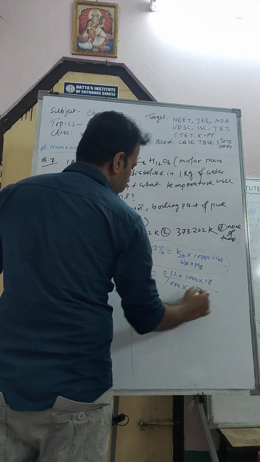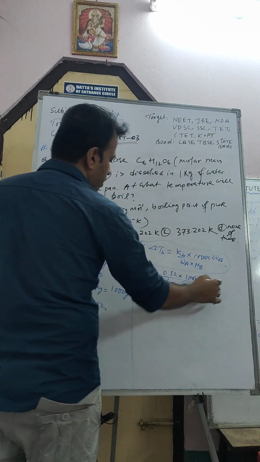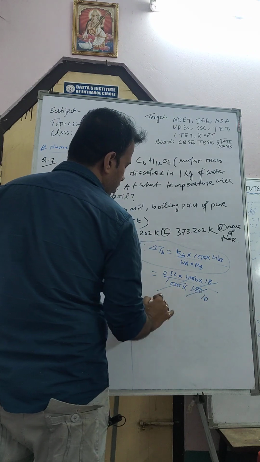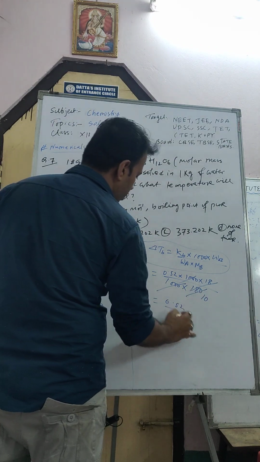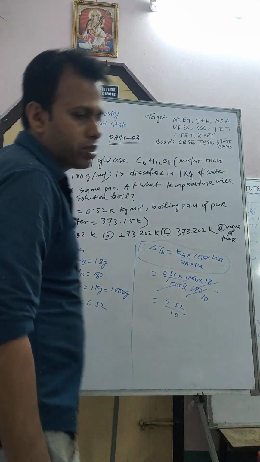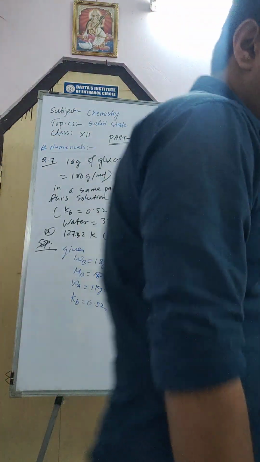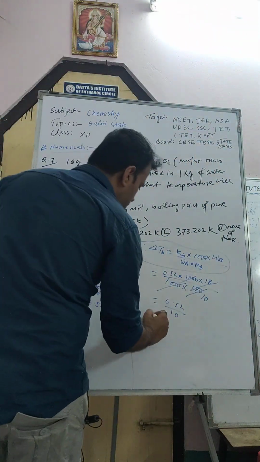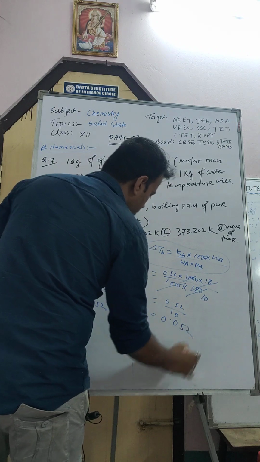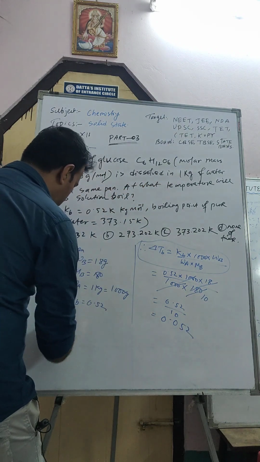If this one is cancelled, and if we cut this one, it will be 10. So 0.52 by 10. So del TB equal to 0.52 by 10. It will be 0.052.